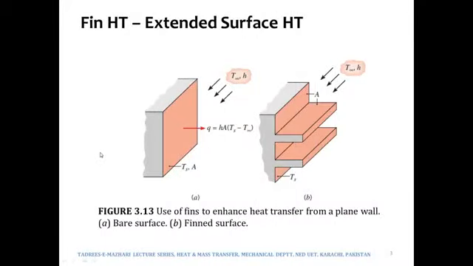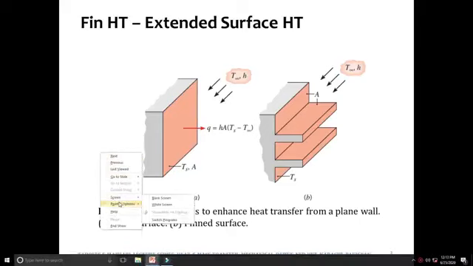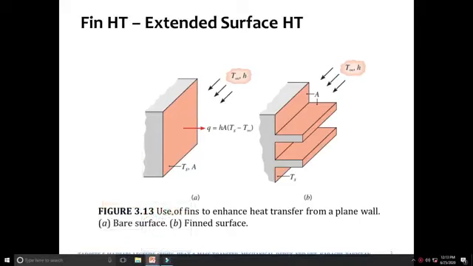Extended surface heat transfer. So what is being shown over here is figure 3.13 of our book, and A refers to a bare surface, whereas figure B refers to a finned surface. So this is a bare surface without the fins, and B is in fact the surface where the fins have been put on.